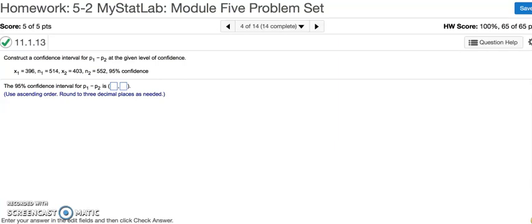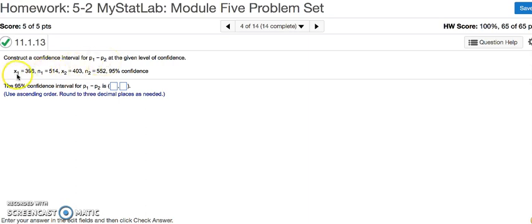Good afternoon, class. I've gotten a few questions about number 4 and 5 on the homework, so I just want to go through a little video to show you how to do it in StatCrunch. So here we're looking at number 4. We have construct a confidence interval for P1 minus P2 at the given level of confidence.